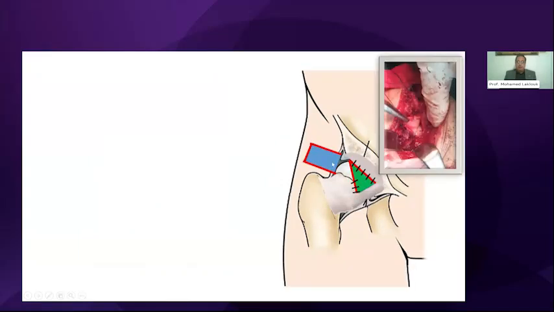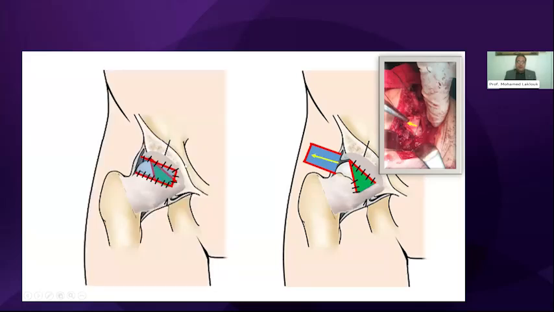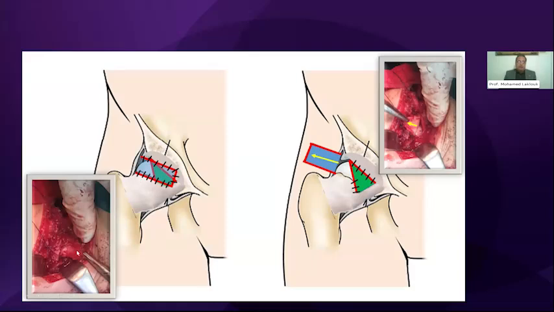Then we can see the intraoperative photo after closing the triangular flap, and this is the site of the quadrangular flap. And this is the photo after closure of the quadrangular flap.